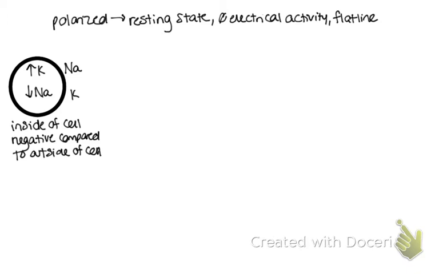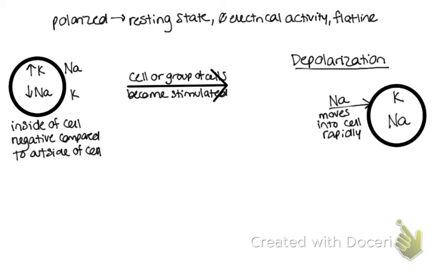So then the cell or the groups of cells become activated. They become stimulated. What should stimulate them? What starts that impulse? The SA node, right? So the SA node should stimulate the cells and go, rev up, guys, we're about to get going. So the SA node stimulates that group of cells in the heart, and it becomes depolarized. Sodium moves rapidly into the cell.